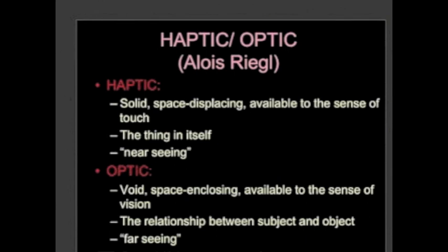Optic is a term that was introduced by an art historian called Alois Riegl, a 19th century, early 20th century art historian. And he said that this was what antiquity was really interested in: representing external objects as clear material entities. So the notion of deep space would make that harder to do. So it was all about the haptic, as opposed to the optic. And we'll come back to this image again.